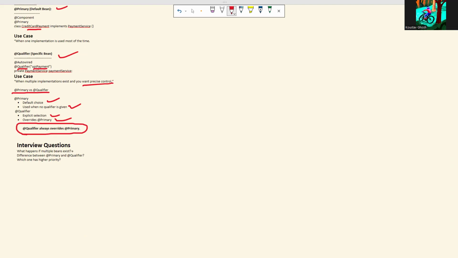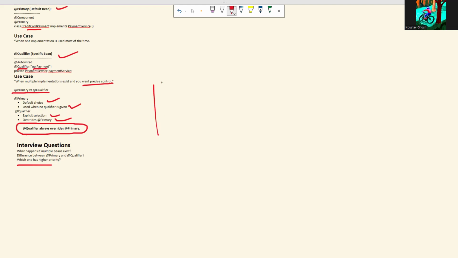What happens if multiple beans exist? Then you can explain what problem can occur, that Spring can get confused, and what ways you will use to solve that problem. Then you can differentiate between the primary and qualifier annotations. And the last point, which one has the higher priority, I have told you that too. The qualifier has higher priority than the primary.